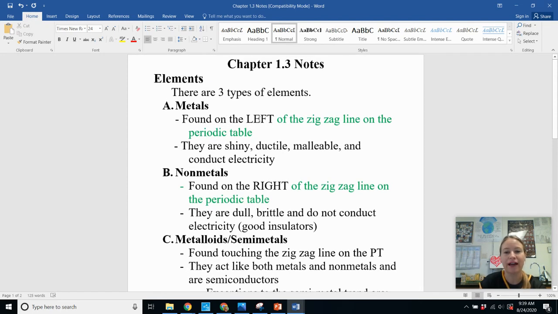Metals are found on the left side of the zigzag line. We'll go over that in a second. They are shiny. They're ductile. That means that they can be drawn into a wire. They're malleable, which means you can flatten them into a sheet, and they conduct electricity.